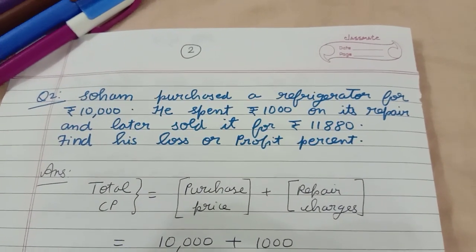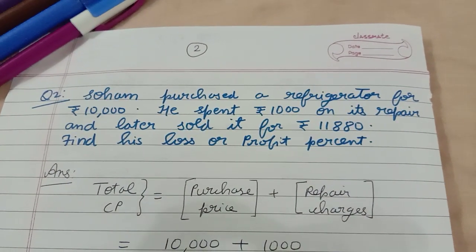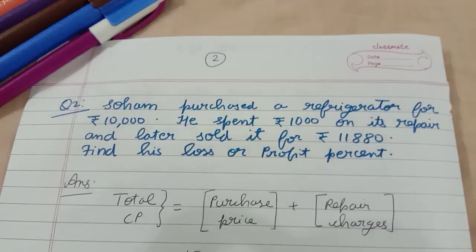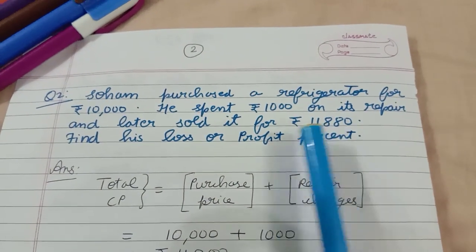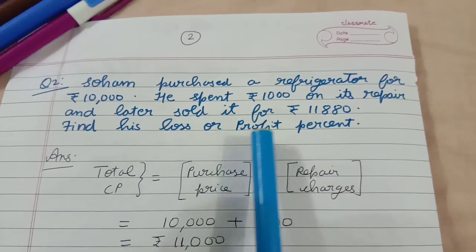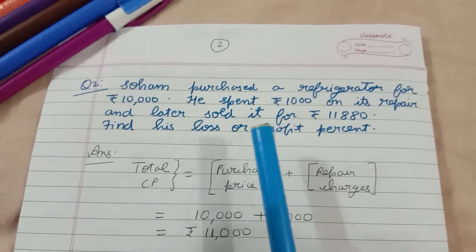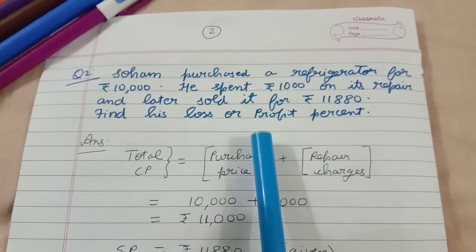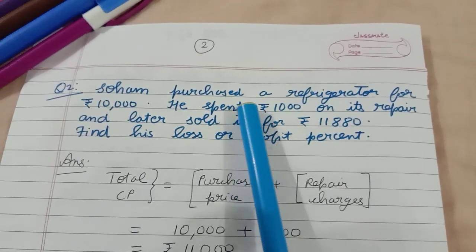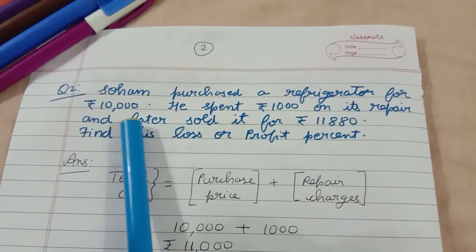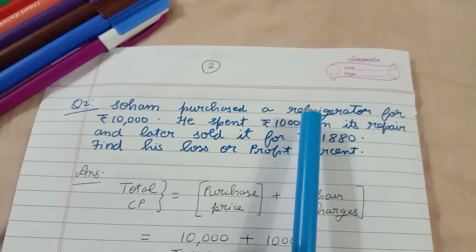Soham purchased a refrigerator for rupees 10,000. He spent rupees 1000 on its repair and later sold it for 11,800 rupees. Find his loss or profit percent. Here we don't know at the initial level whether Soham is in profit or in loss. For this, let us start collecting the data. Now in this particular problem, he purchased the refrigerator for 10,000 and he had to spend 1,000 more on this refrigerator.